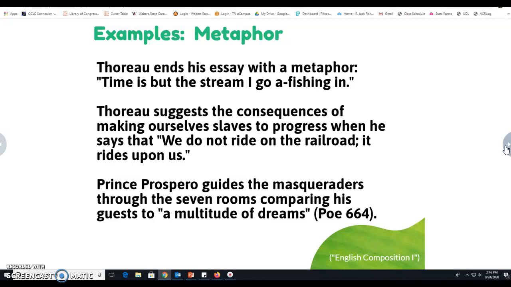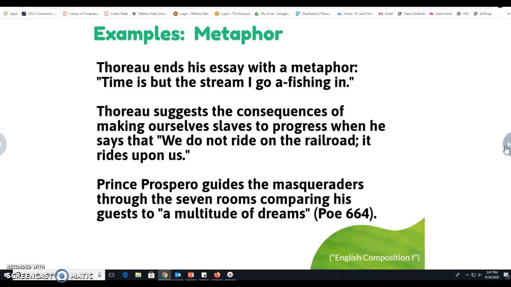Thoreau suggests the consequences of making ourselves slaves to progress when he says that we do not ride on the railroad, it rides upon us. So that's another metaphor, right? This is a literal example of a metaphor from his work. Again, it's not a summary.